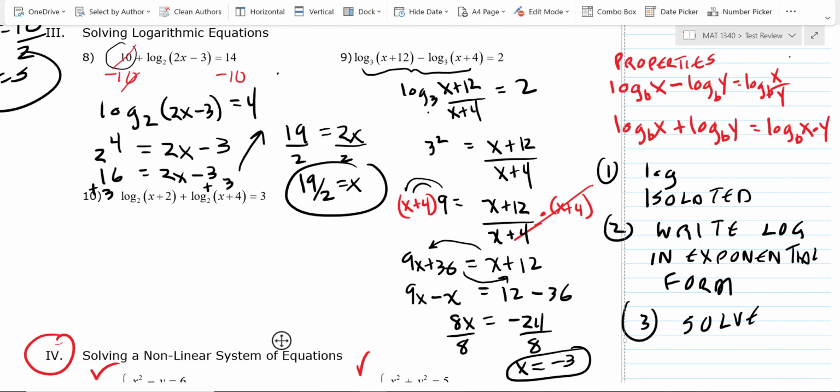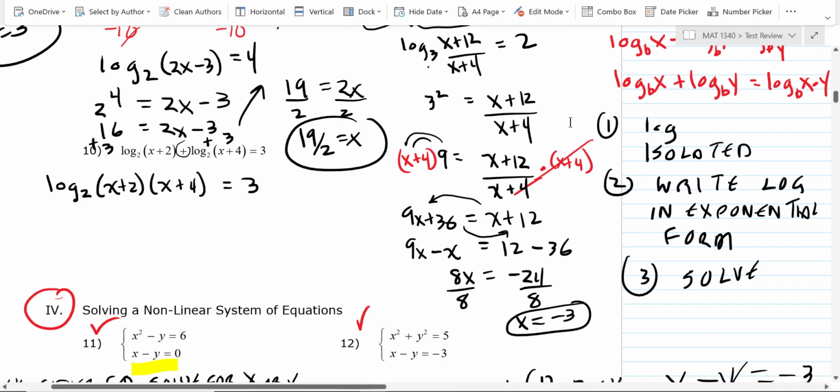So this one is 2 logs added. So you put this together by multiplication. Your first step, you're going to say log base 2 of x plus 2 times x plus 4 equals 3. So in problem 9, we had that subtraction symbol. That's how I knew to put it together in the log of a fraction. Okay, now once I get an isolated log, what do I do? Exponential form. So what's your exponential form on this? 2 to the third equals x plus 2 times x plus 4.